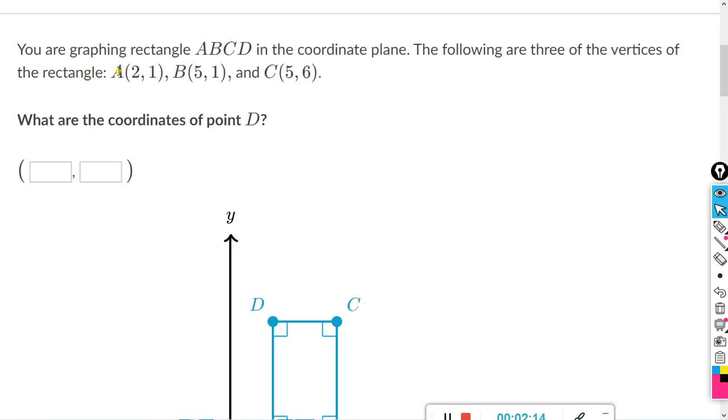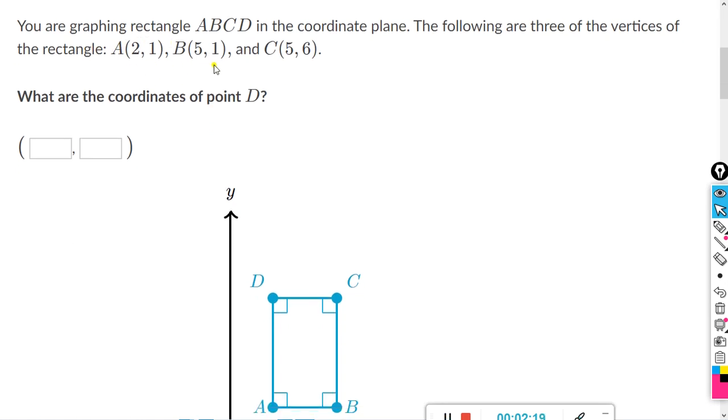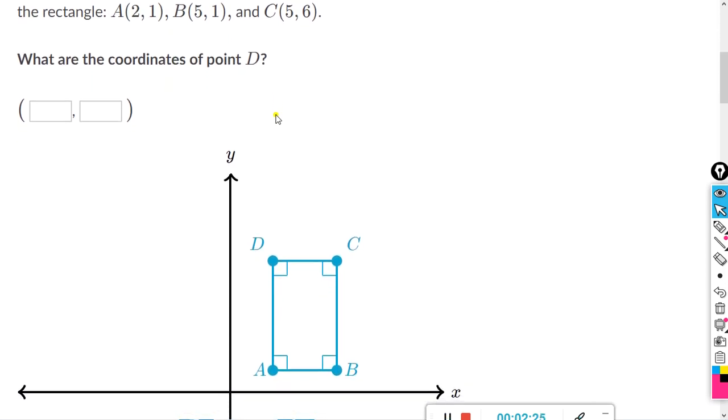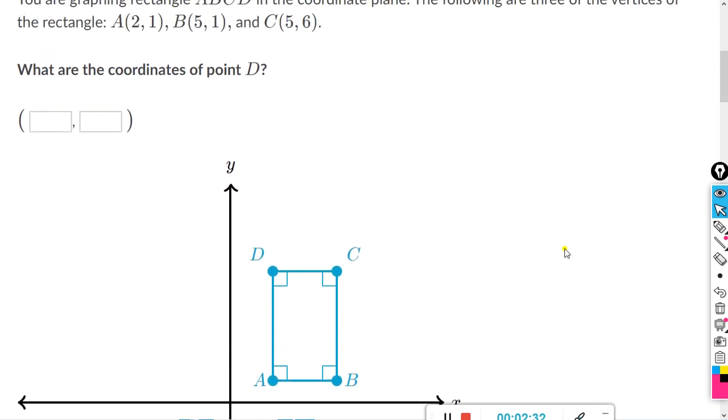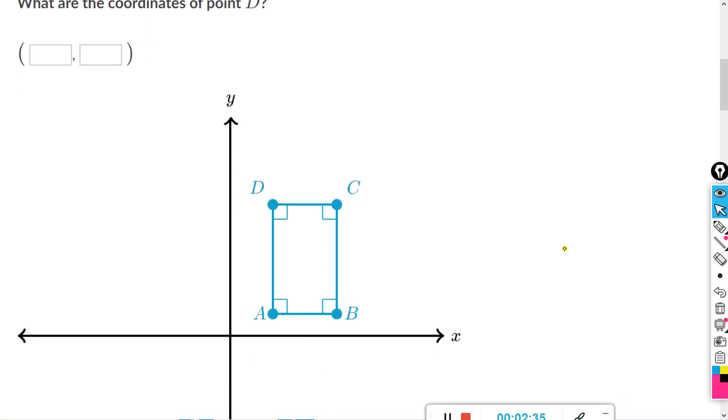So here we're given rectangle ABCD, and they give us the coordinates for points A, B, and C. They want the coordinates for point D. All right, so of course we have the x-axis going left and right, the y-axis going up and down. So since this is a rectangle, the x-coordinate for point A is going to match the x-coordinate for point D.